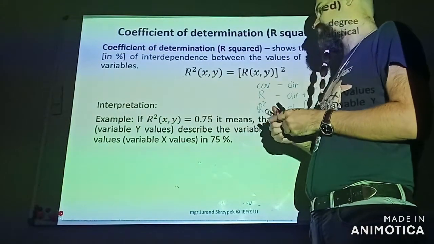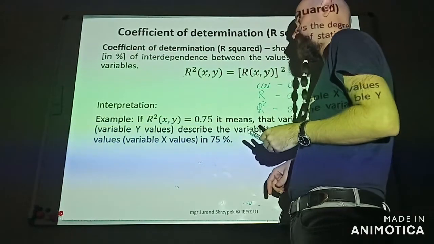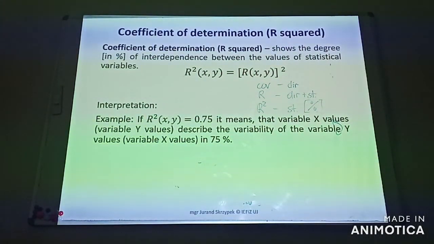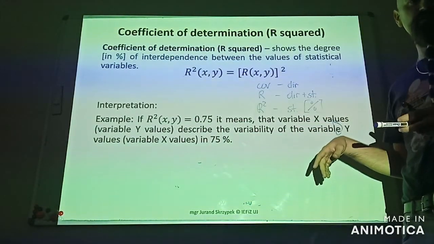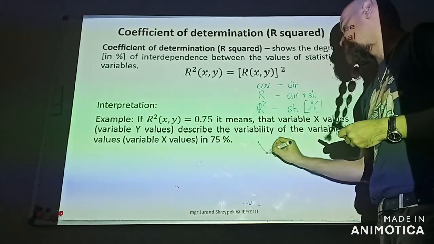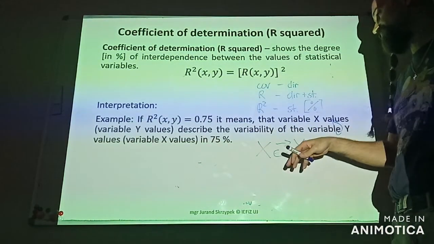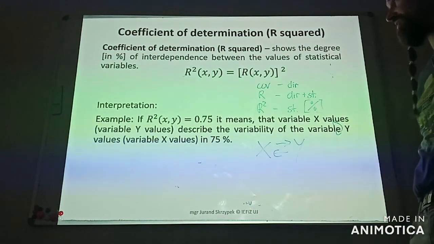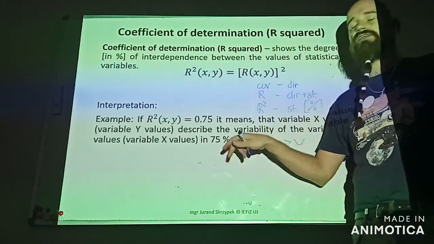For example, if R squared between the values of variable x and values of variable y is exactly equal to 0.75, it means that the values of variable x describe the variability of the variable y values in 75%. Remember that we don't indicate which variable is the cause and which is the effect. We are talking about interdependence. So the variability of x values explains the variability of y values in 75%, and simultaneously the variability of y values explains the variability of x values in 75%.